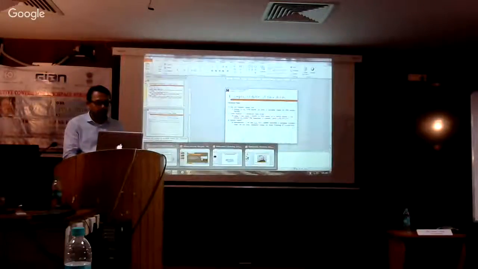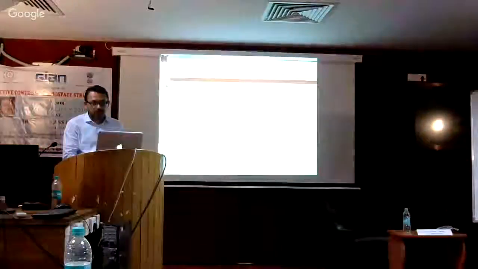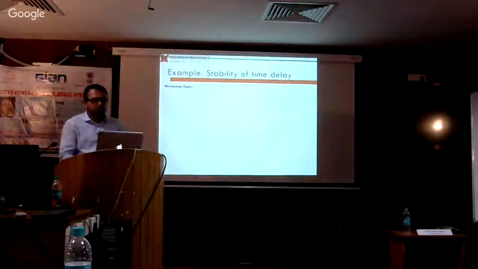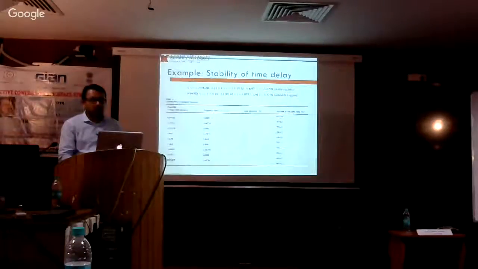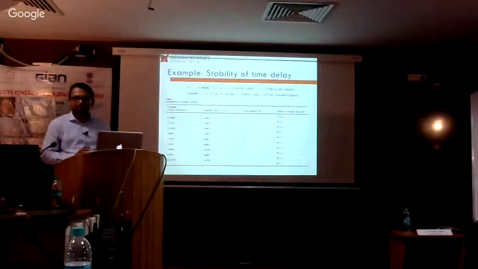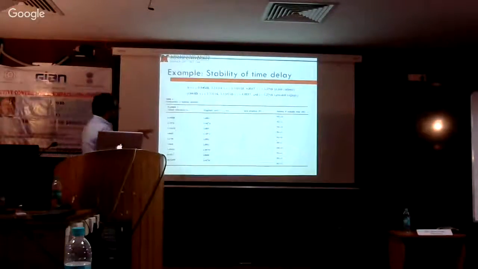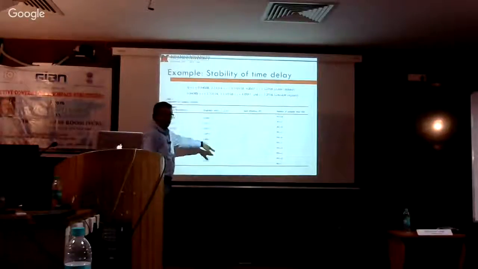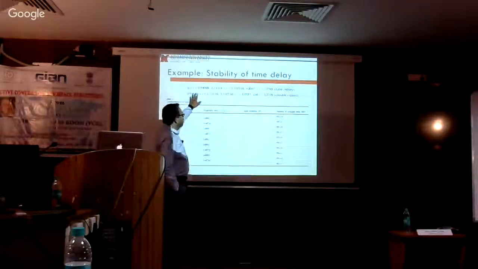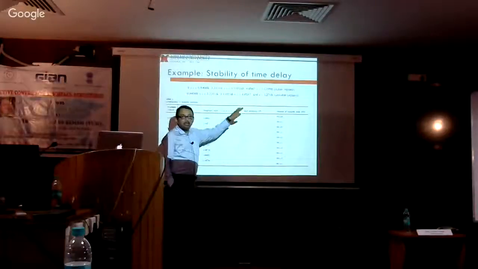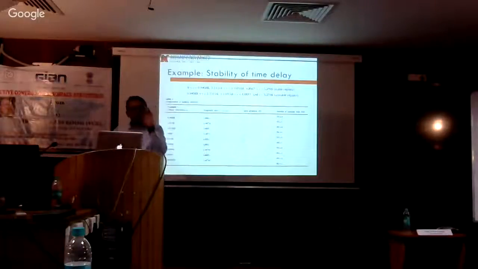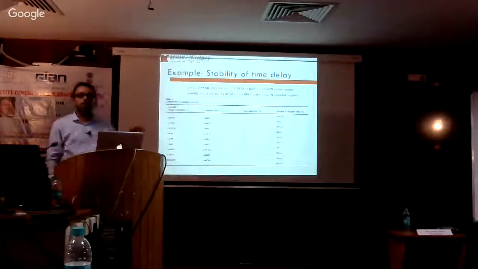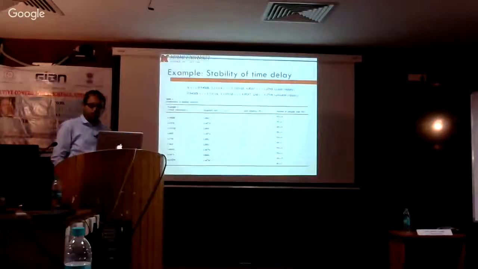So I handed over to Professor Day, and he gave me the stability switches. Okay? So he did the CTCR method, and he found out the domain of tau for which the system will be stable, and those domains which will be unstable.